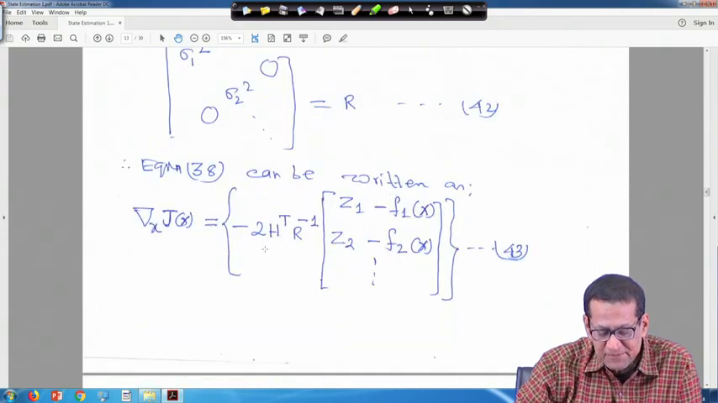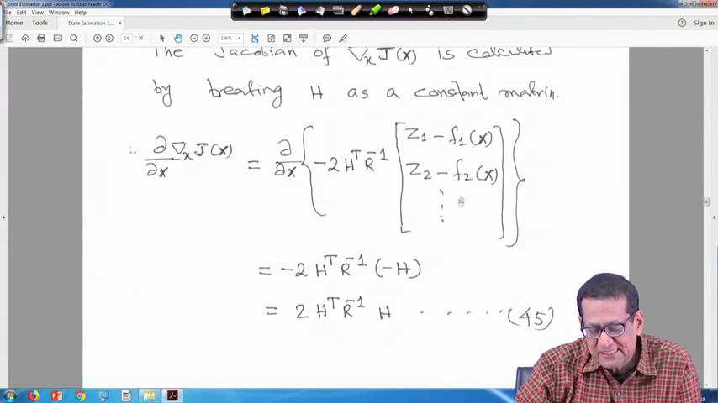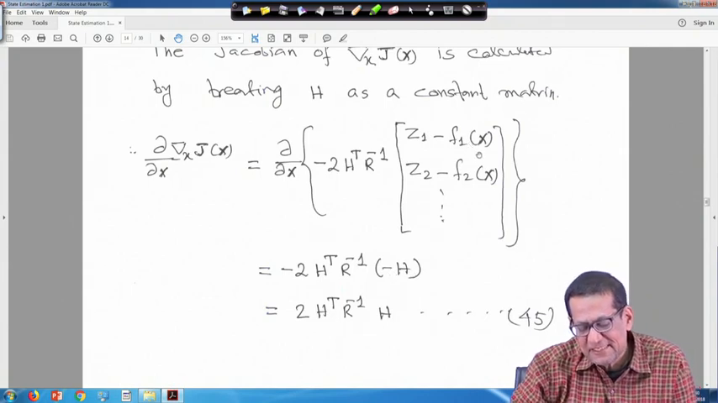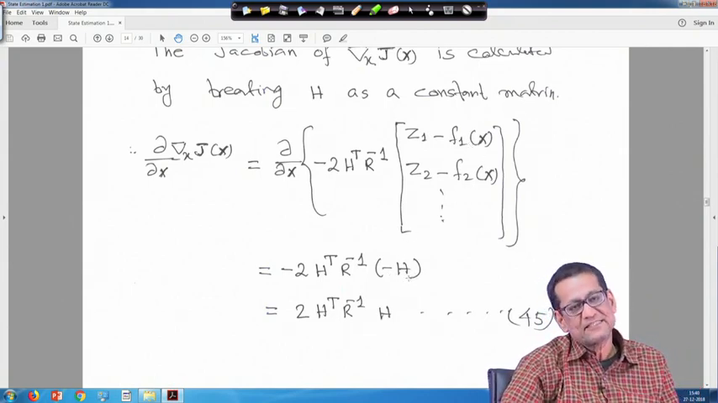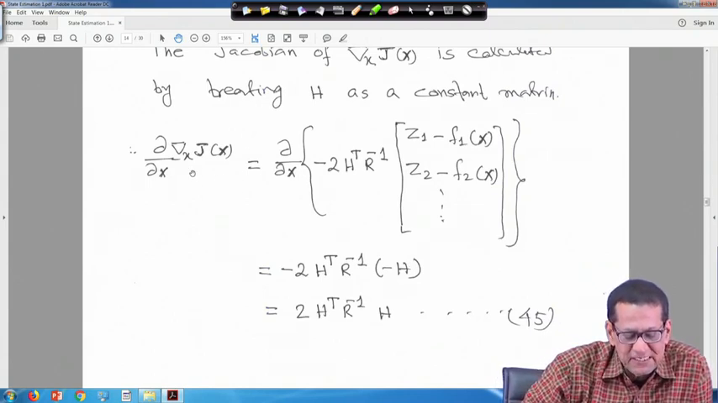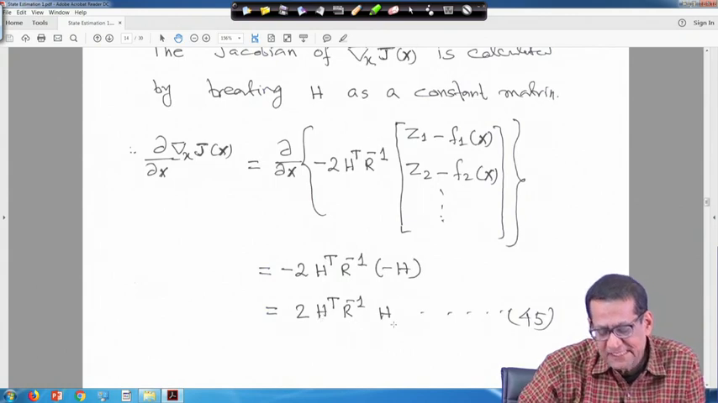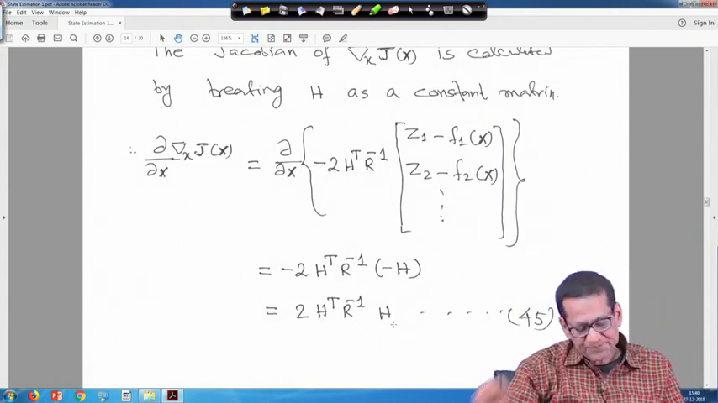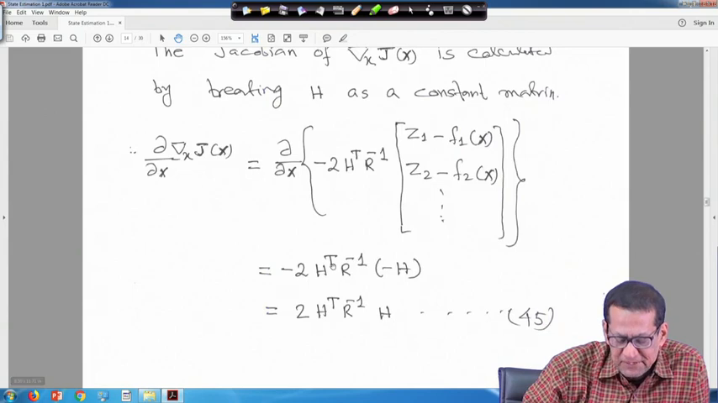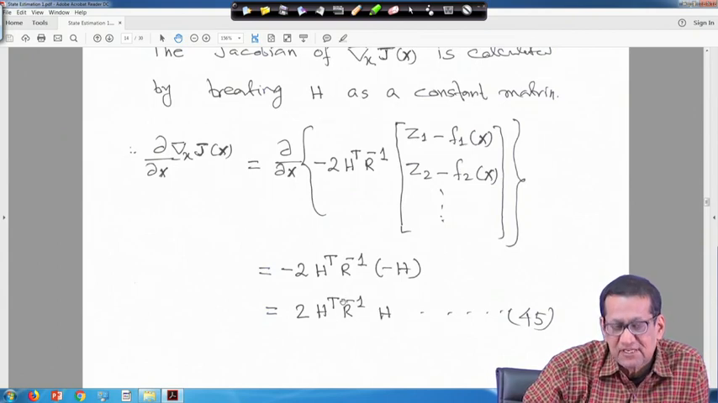So, the minus sign is there, and in general del f upon del x is nothing but the H, the Jacobian matrix, right. That means the derivative of this gradient is nothing but 2 H transpose R inverse H, right. This is equation 45. So, after doing this you have got the derivative of the gradient, assuming that the H matrix is a constant one.